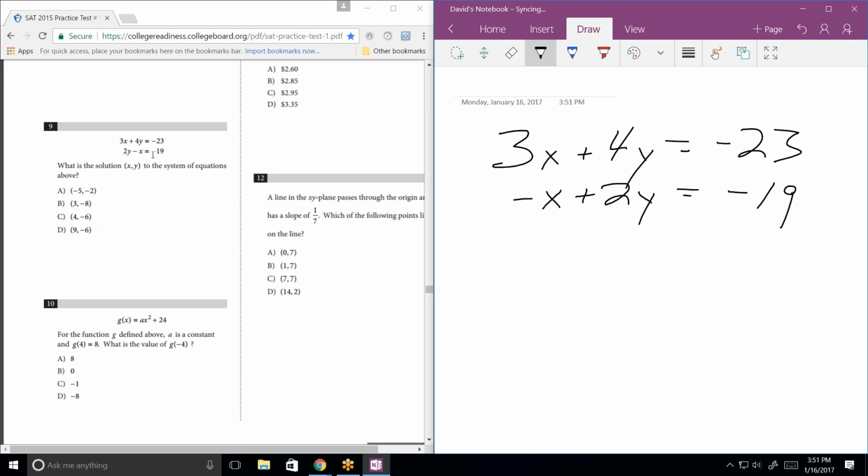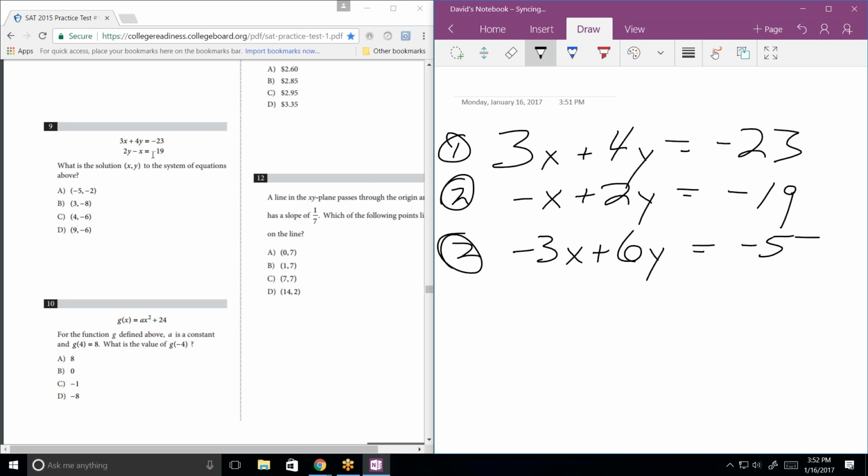Now what would you do? Multiply the bottom equation by 3. Okay. So this was equation 1. That was equation 2. What's our new equation 2 look like? Negative 3x plus 6y equals negative 57. And then I actually usually cross that off so it doesn't get in my way. Now add them.